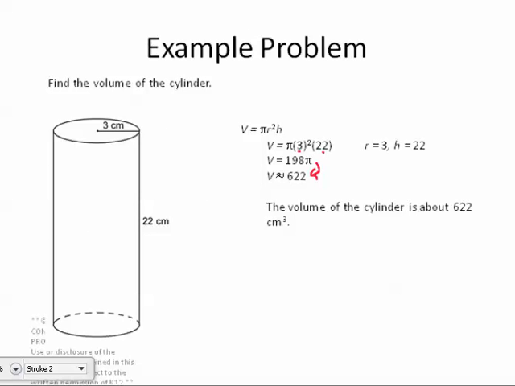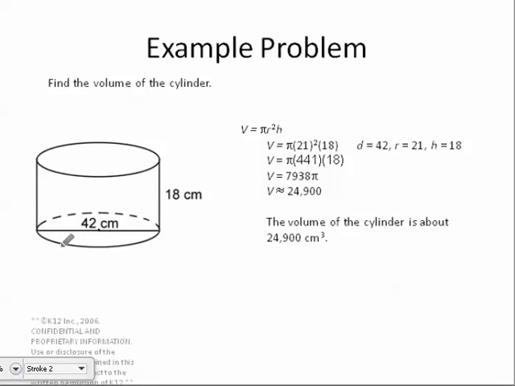Okay? So look at this one. We've got a diameter of 42. That gives us a radius of 21. We need the radius in this situation. So we're going to take 21 squared. That's 441 times 18. It's 7,938 pi. Multiply it by pi if they ask you to. But essentially you're looking at 24,900 cubic centimeters of volume.